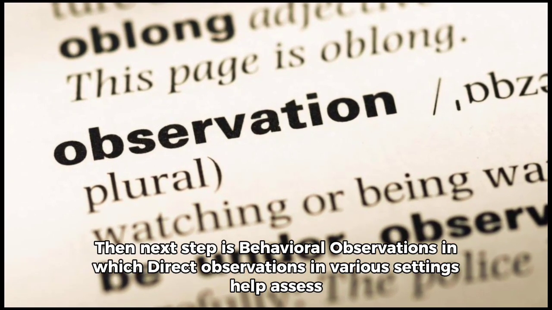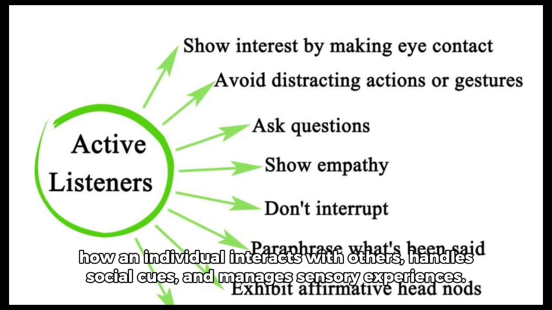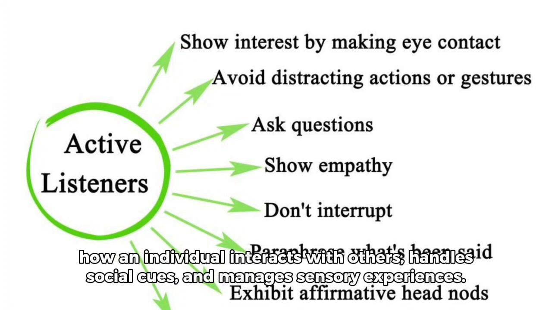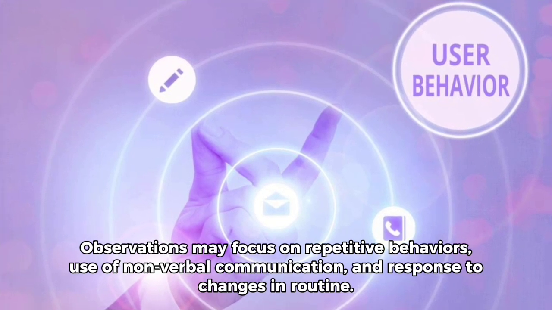The next step is behavioral observations, in which direct observations in various settings help assess how an individual interacts with others, handles social cues, and manages sensory experiences. Observations may focus on repetitive behaviors, use of nonverbal communication, and response to changes in routine.